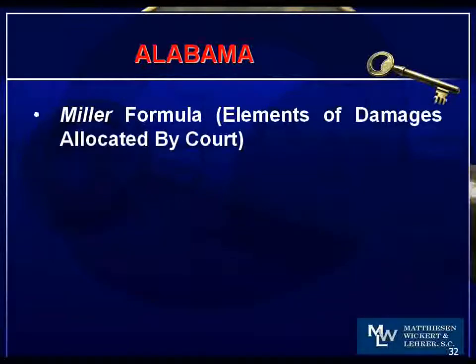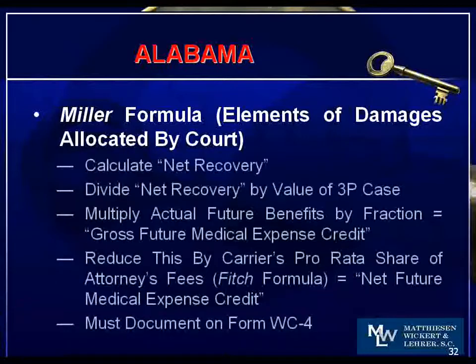Now, here's a couple examples of calculations. In Alabama, for example, and this is again why this is such a complicated area of subrogation, Alabama allocates something called the Miller formula. This is an example of a very complicated credit system. The Miller formula looks at the elements of damages allocated by the court. They calculate the net recovery to the worker, divide the net recovery by the value of the case. That gives you a fraction.